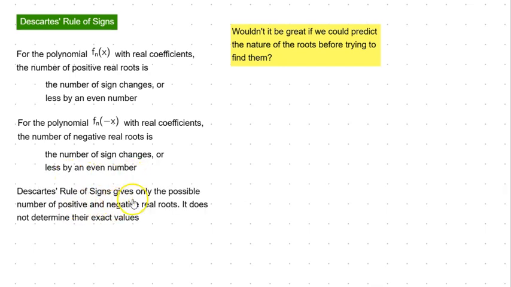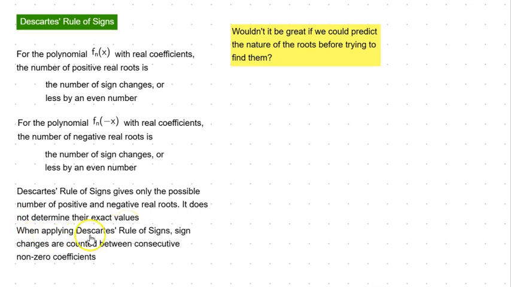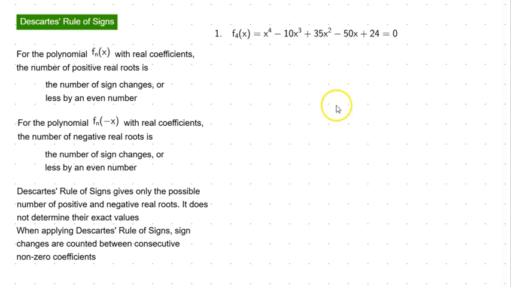Descartes' rule of signs gives only the possible number of positive and negative real roots. It does not determine their exact values. When applying Descartes' rule of signs, sign changes are counted between consecutive non-zero coefficients. So let's look at some examples.